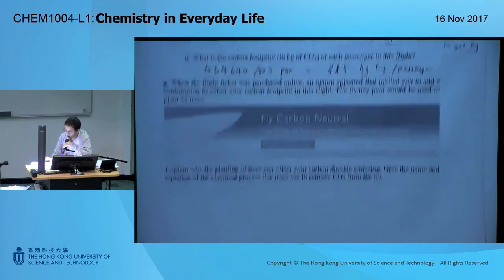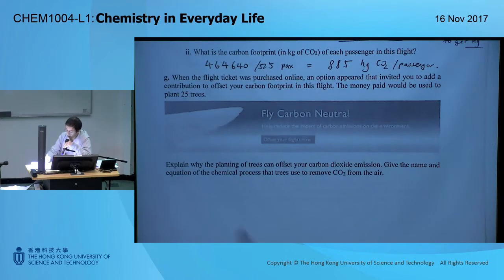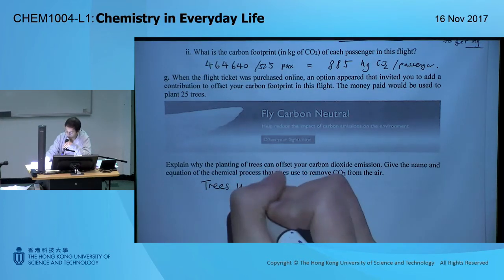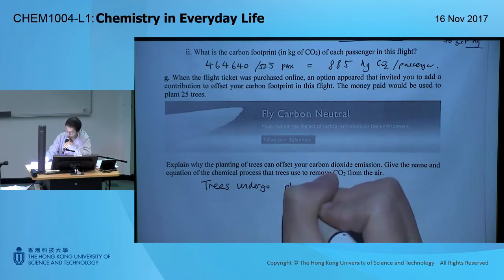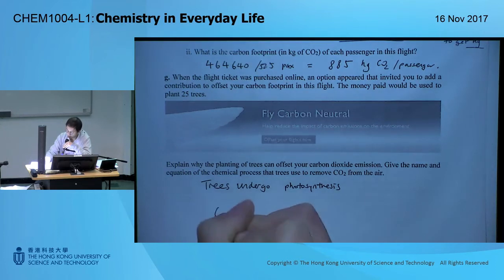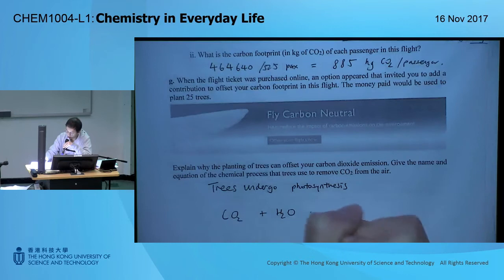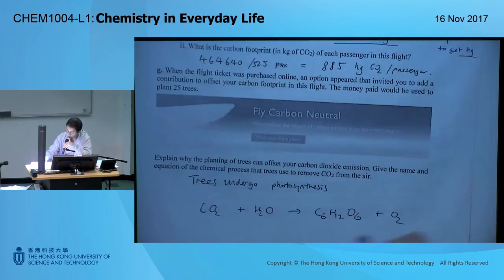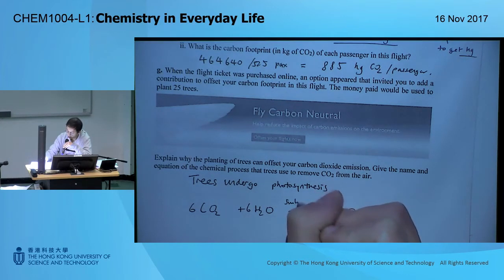Why does this happen? What is the chemical process that trees use to remove CO2 from the air? Well, of course, we know this is photosynthesis. So trees undergo photosynthesis, and we can convert carbon dioxide into some kind of organic molecules, such as glucose, and form oxygen, so to balance the equation. And sunlight is needed for this photosynthesis.